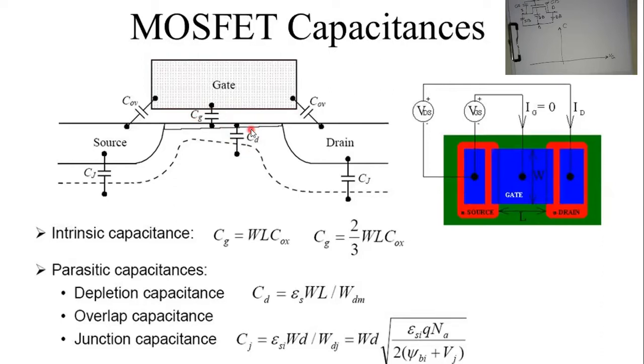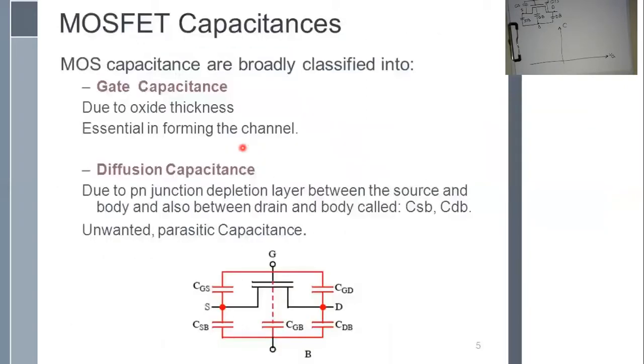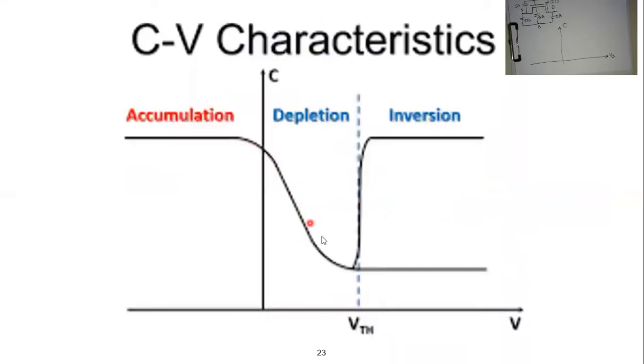And as you know from your circuits course, whenever you have two series capacitances, the overall capacitance is smaller than the smallest one. That's why you can see that this curve starts to decrease here due to the depletion capacitance, as you can see here.